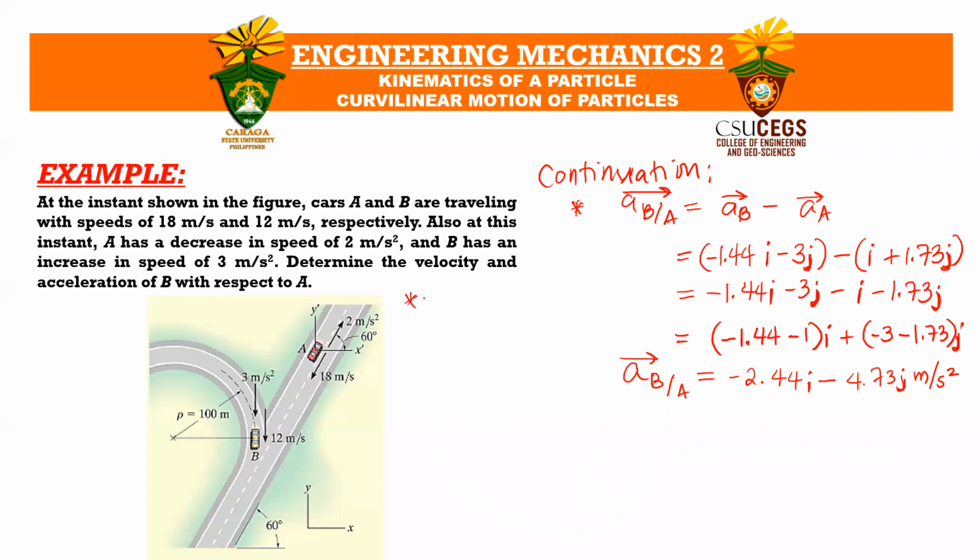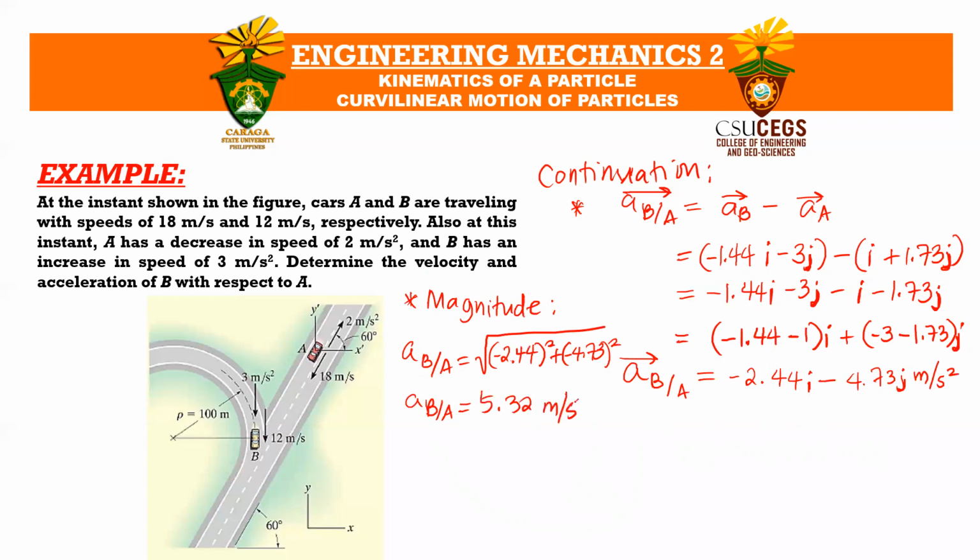So from that, we can determine the magnitude. By the Pythagorean theorem, that is the square root of the x component, negative 2.44 squared, plus the y component, negative 4.73 squared. So the magnitude of the acceleration of B with respect to A is equal to 5.32 meters per second squared, the acceleration of B relative to A.